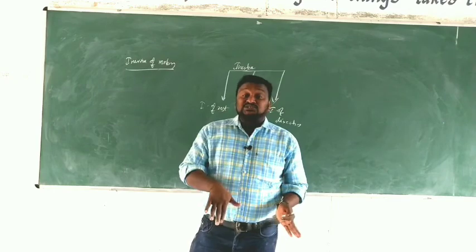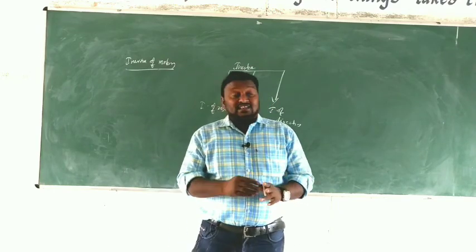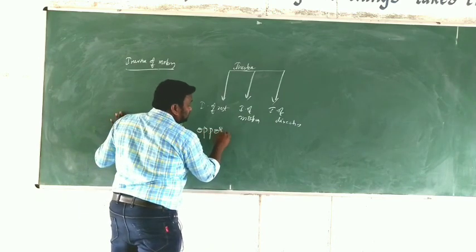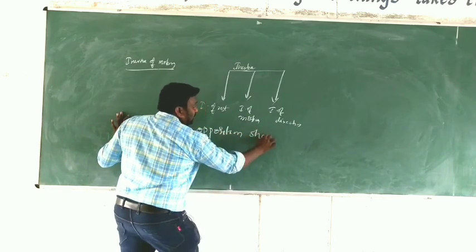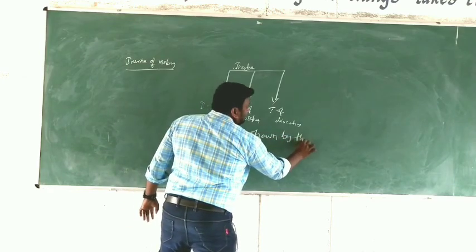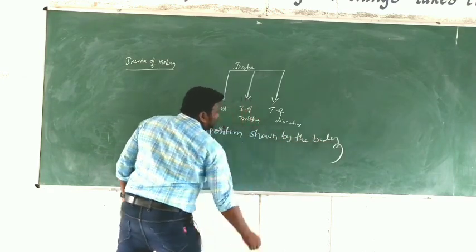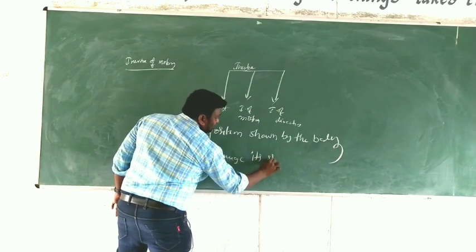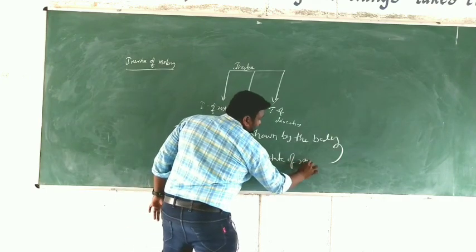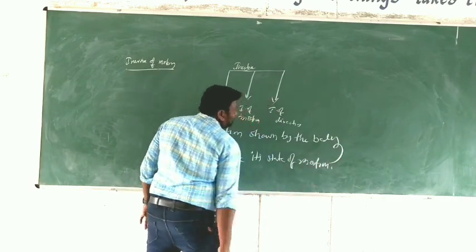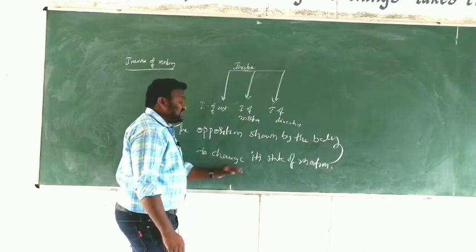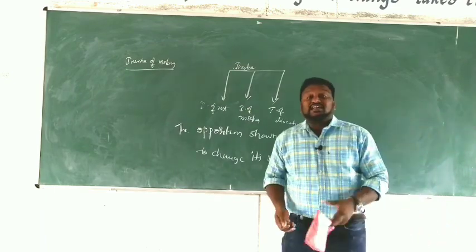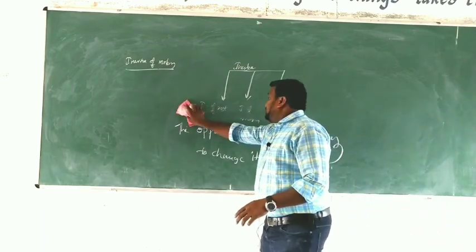We can define it like this also. The opposition shown by the body to change its state of motion. The opposition shown by the body to change its state of motion is called inertia of motion. So the examples that I explained will clearly explain the inertia of motion.